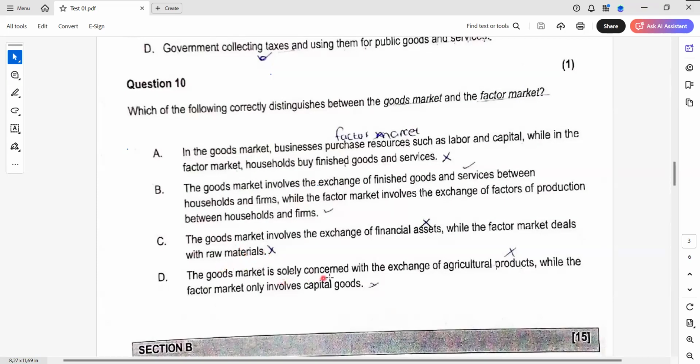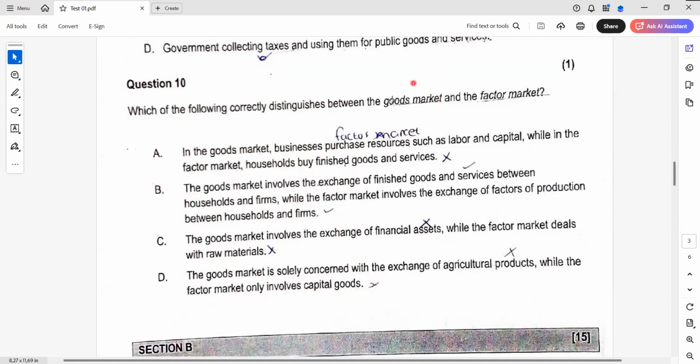D: the goods market is solely concerned with the exchange of agricultural product, not necessarily agricultural product only, right? While the factor market involves capital good. It does involve capital good, because machinery is a capital good and it's a factor of production, but also labor, land, and capital. So D is also not the correct answer, because this one is not complete when they say that the factor market only involves capital good. So the correct answer here is B, right?